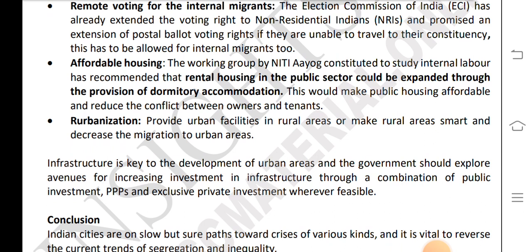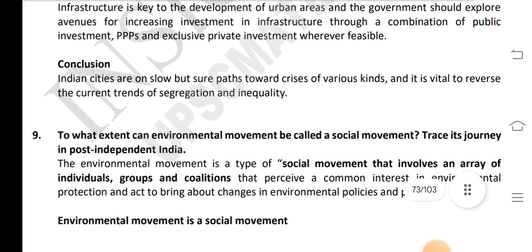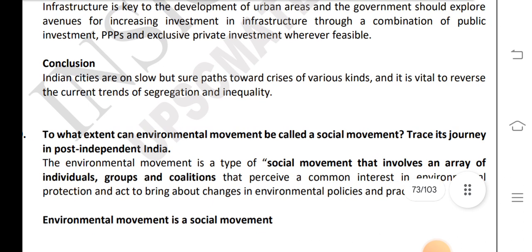The working group constituted by NITI Aayog to study international models has recommended that rental housing in the public sector could be expanded through the provision of dormitory accommodations, and this would make public housing affordable and reduce the conflict between owners and tenants.